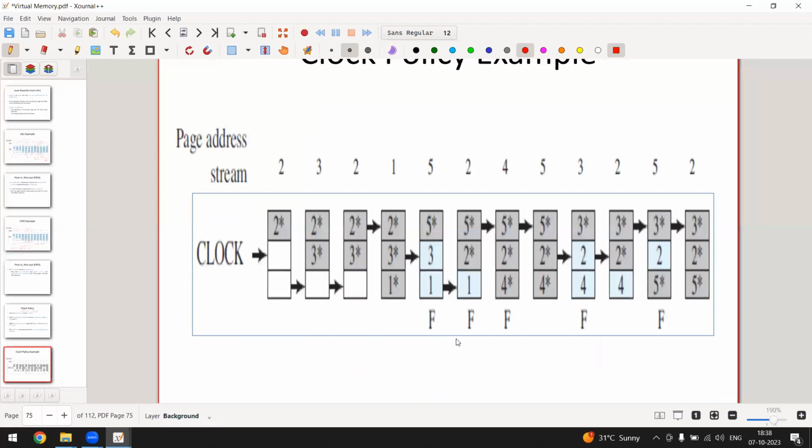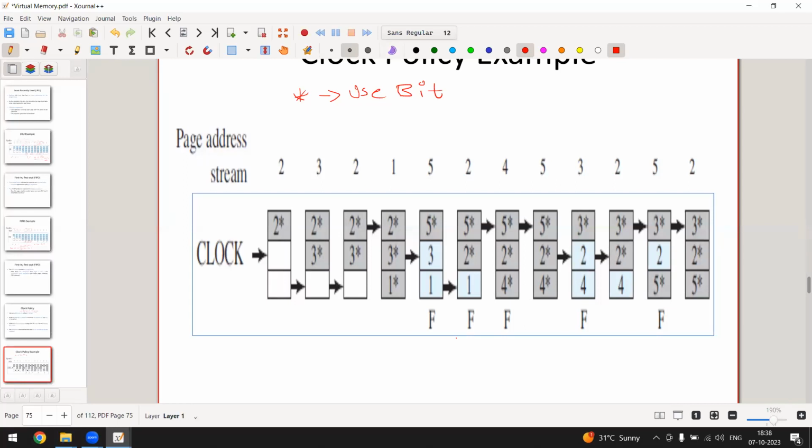Again, I'll try to trace the example here. Before that, just keep in mind this notation. Here the asterisk sign is the use bit. When I have an asterisk set between some frames, it basically means that you have a use bit set.